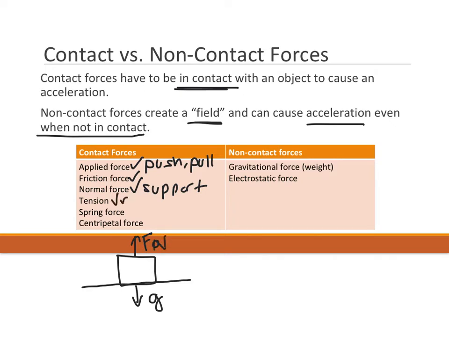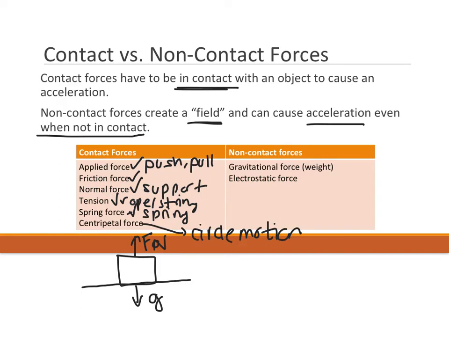Then we have tension. So this is when we have a rope or a string. Spring force, we need to have some type of spring, and there are a couple different laws associated with this. Centripetal force is with circular motion, which we will not be covering in this unit.